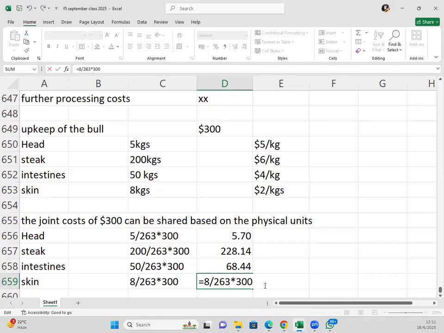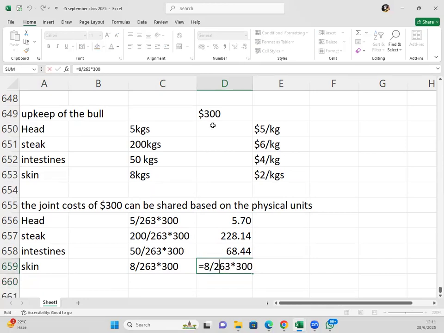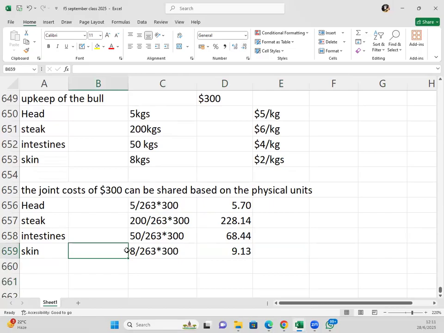So we have apportioned the upkeep costs, the maintenance cost, to the byproducts. How did we share this cost? We shared the cost using the physical units, the quantities we produced, the units we got at split off point. We can also share these costs based on the sales value.